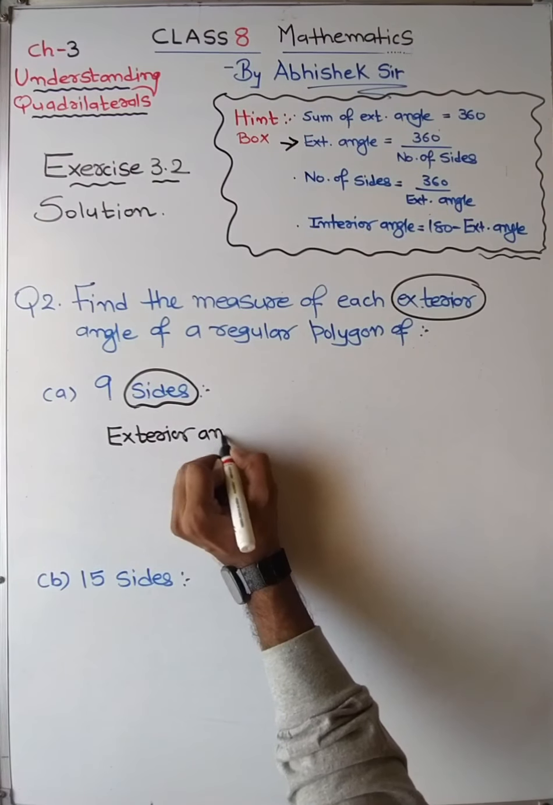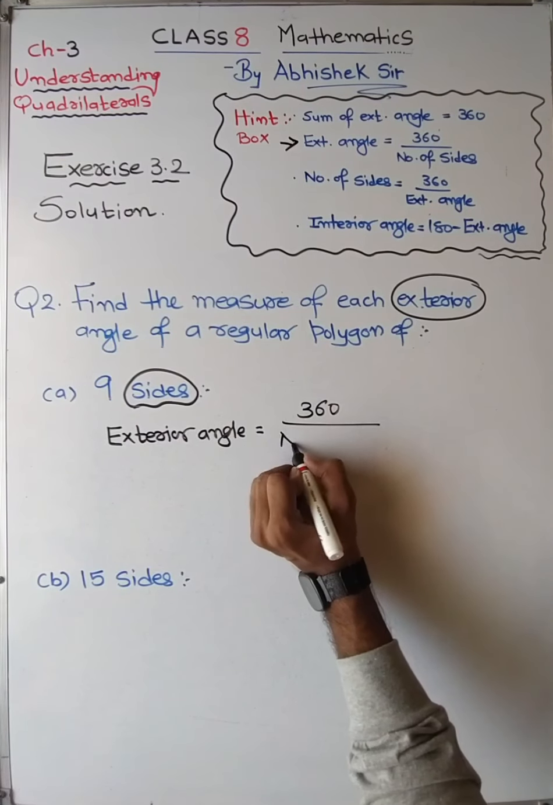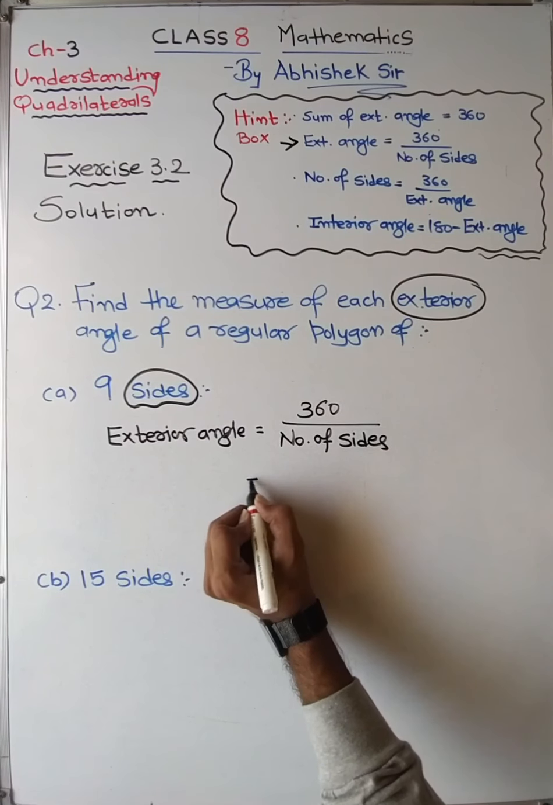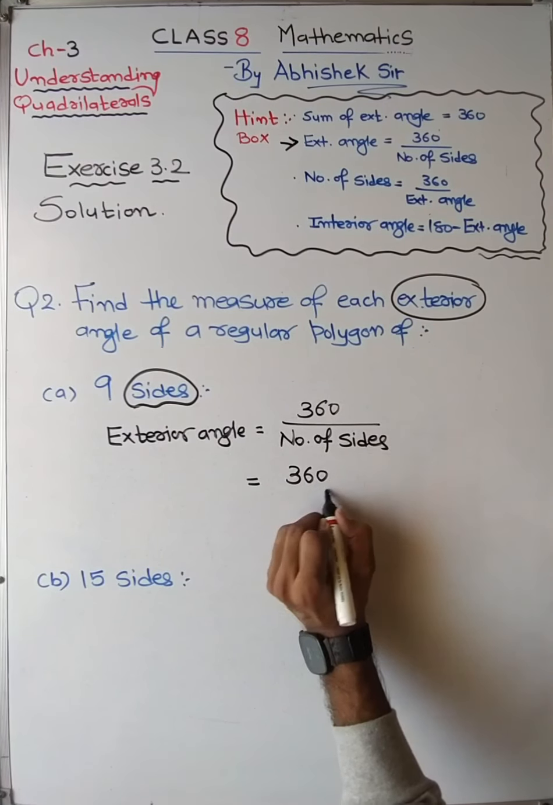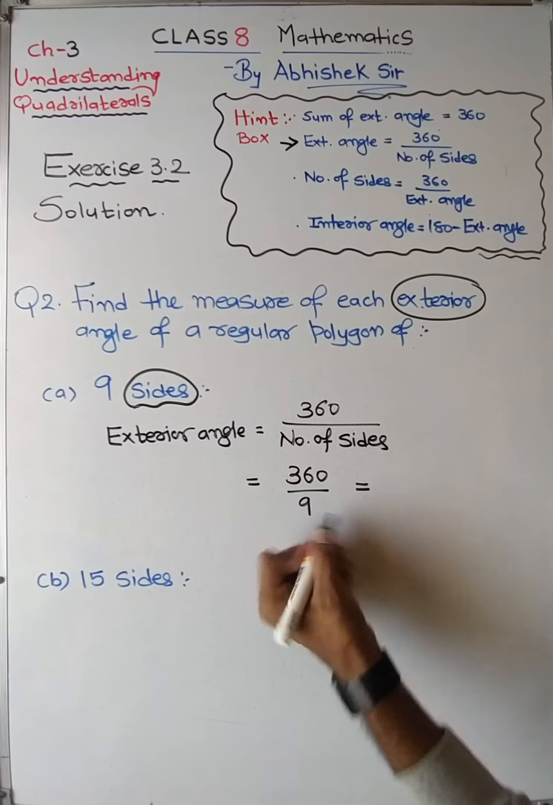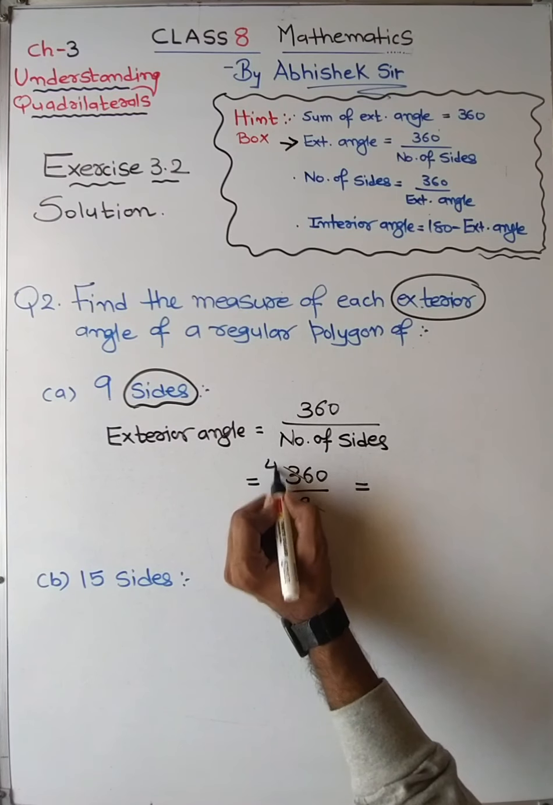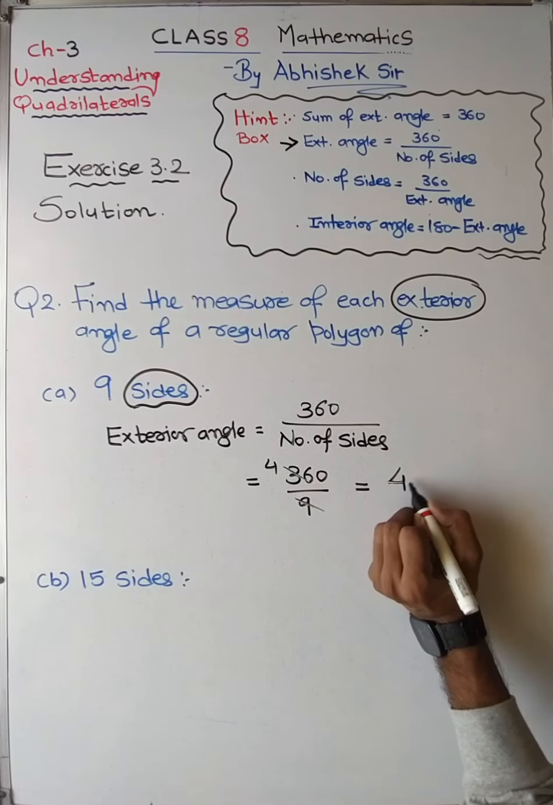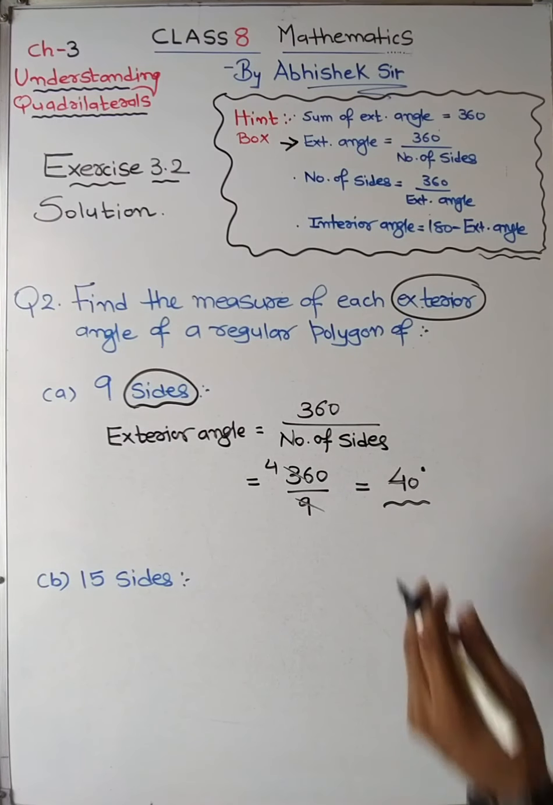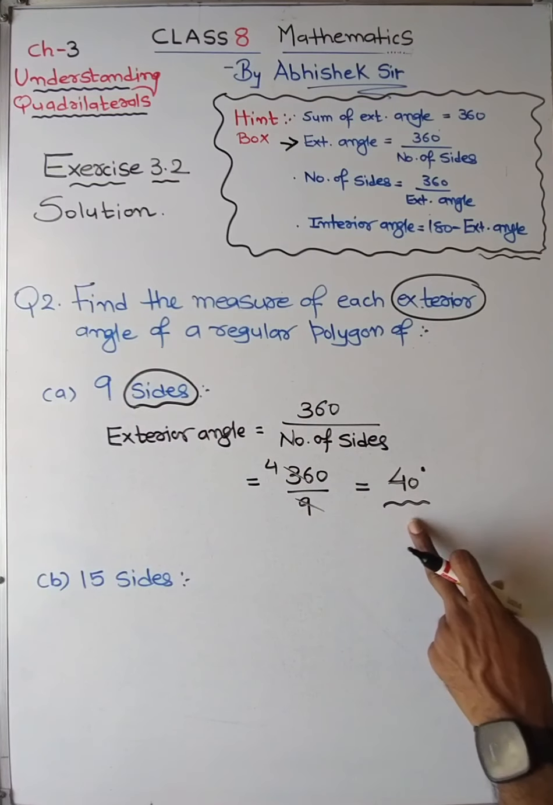exterior angle equals 360 upon number of sides, and it will be 360 upon how many sides? 9. So you can easily cancel: 9 4s are 36, and 0 will be repeated. So the final answer will be 40 degree. So the measure of exterior angle of a regular polygon of 9 sides will be 40 degree.